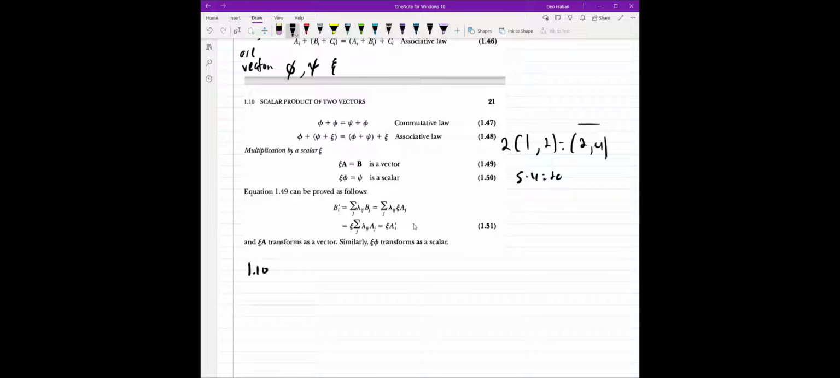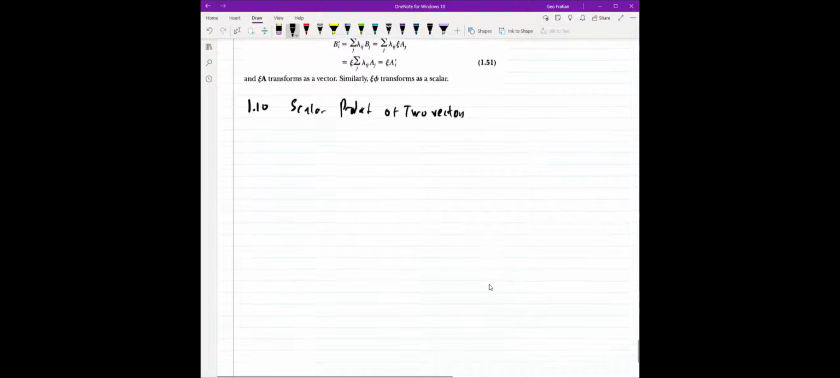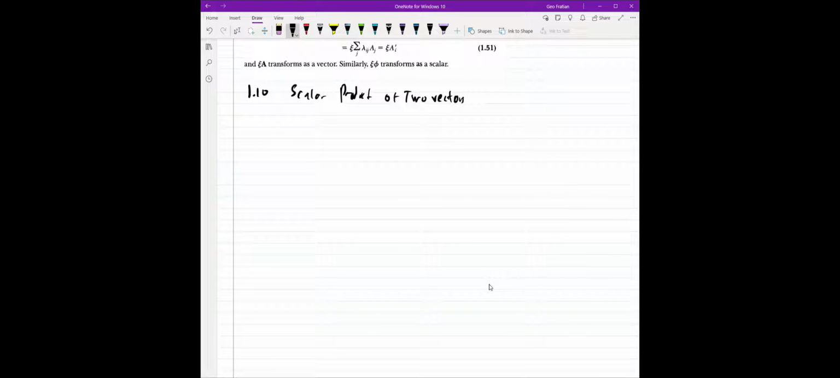And 1.10 tells us we're going to talk about the scalar product of two vectors. There are multiple ways to write this and multiple ways to describe it. Scalar product, I think, is the more general way of saying it, but you might have also heard the terms inner product or dot product. Okay, so the scalar product is A dot B, hence the name dot product, which is how most people learned it originally, equal to the sum over i of A_i B_i.